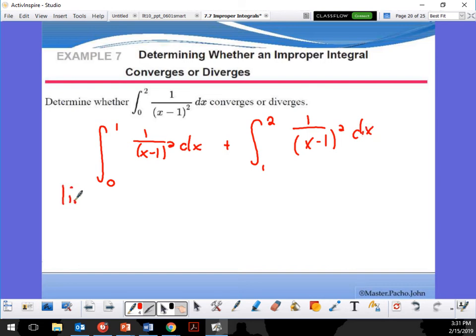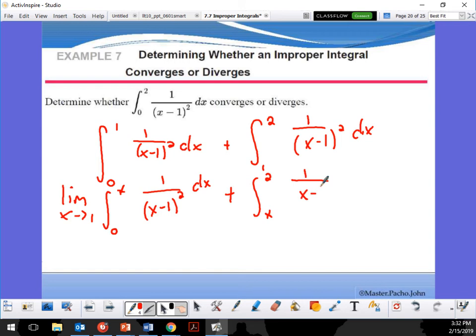I'm going to take the limit as x approaches 1. So I now have the integral from 0 to 1 of 1 over (x minus 1) squared dx, and then I'm going to add that. 0 to x, you mean? 0 to x, my bad. Fixable enough. And then from x to 2 of this guy right here. Well, take a moment. Find me the antiderivative of my 1 over (x minus 1) squared, please.